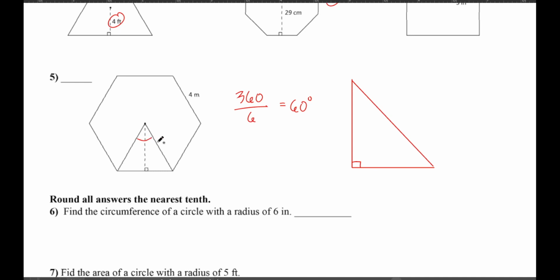So if the whole thing is 60, what's this one right here? That's 30. Okay? And if that's 30, then this is what? 60. And what don't we know? The dotted line. Where's the dotted line here? It's the height or the apothem, right? The height of this thing right here is the apothem.